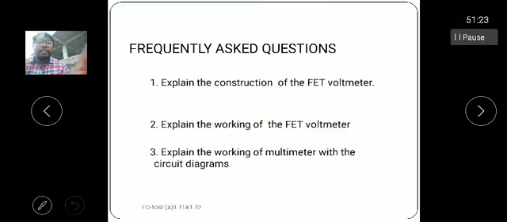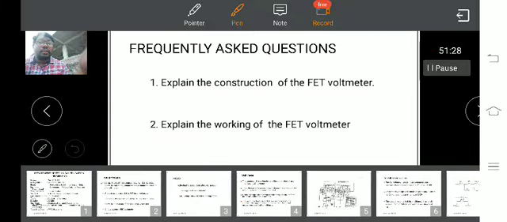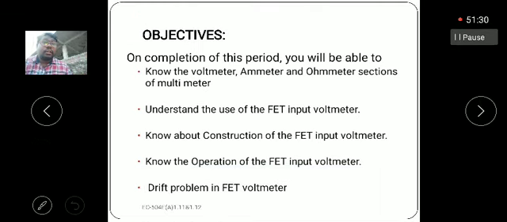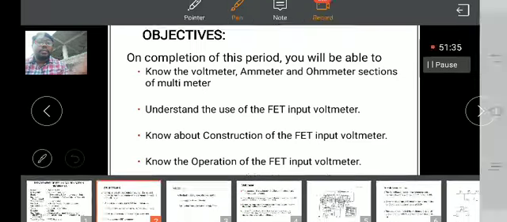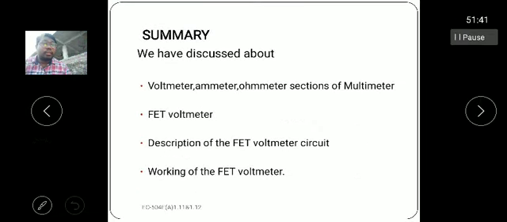Here I am showing all the PPTs again. These are the main concepts of the FET input voltmeter. Based on this class, we understood the FET voltmeter, the description of the FET voltmeter circuits and working of the FET voltmeter, the drift problem of the FET input voltmeter, and also the advantages and disadvantages of the FET input voltmeter.